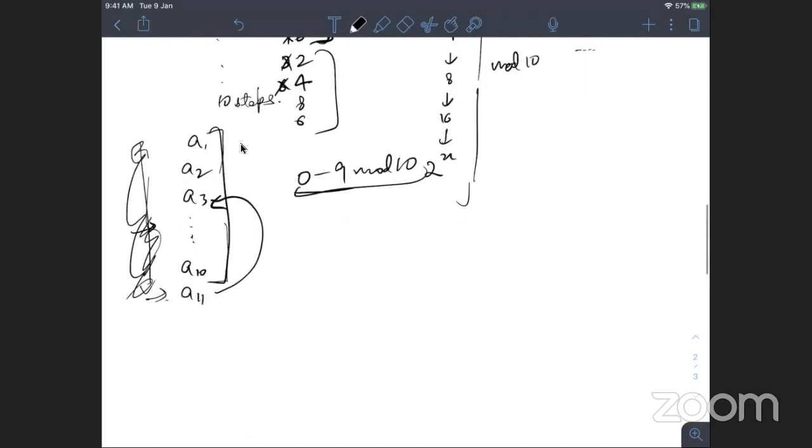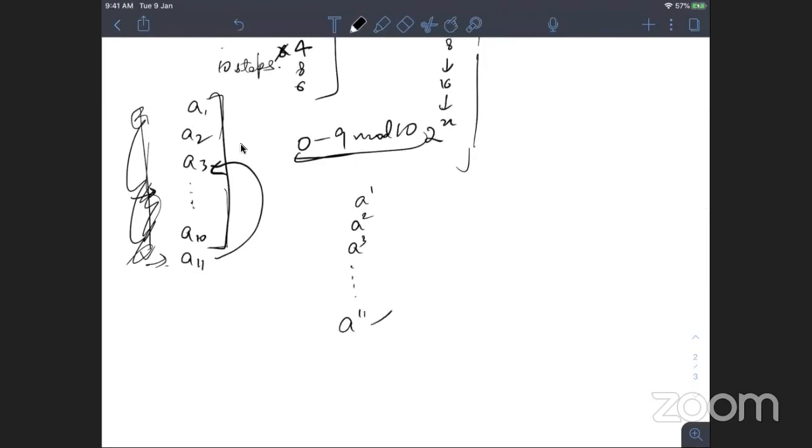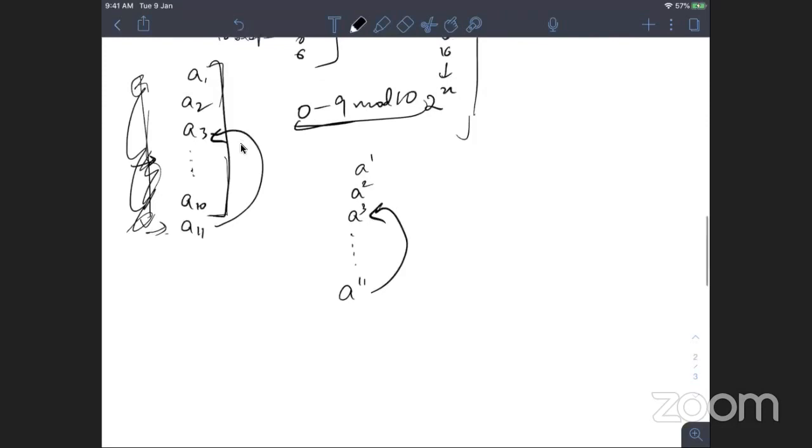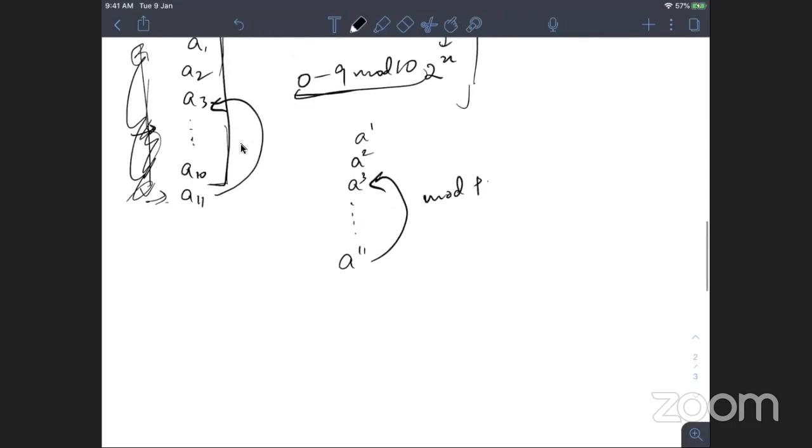Okay, so notice what these values actually are. A1 is actually A to the 1, A2 is A squared, A cubed, and so on, up till A to the 11. And let's say A11 is equal to A3 under modulo 10, or modulo P, generically. Now, what will A12 be equal to? A12 will be equal to A11 times A, which is A cubed times A, which is A to the 4. Because A11 is the same as A3, and we are multiplying by another A, so it's A4. So A12 will be equal to A4, A13 will similarly be equal to A5, and so on.